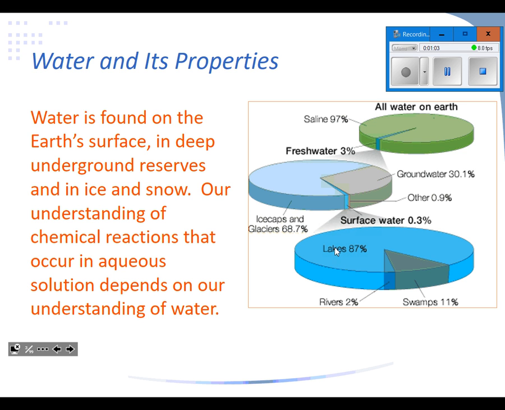But of that, surface water, that's what we think of most of the time when we think about our lakes, and 87% of the surface water is lakes. 11% of it's swamps and 2% of it's rivers. But when you really think about it, this little sliver of this pie chart breaks into this. So, you know, it's really a small amount of water that we use.